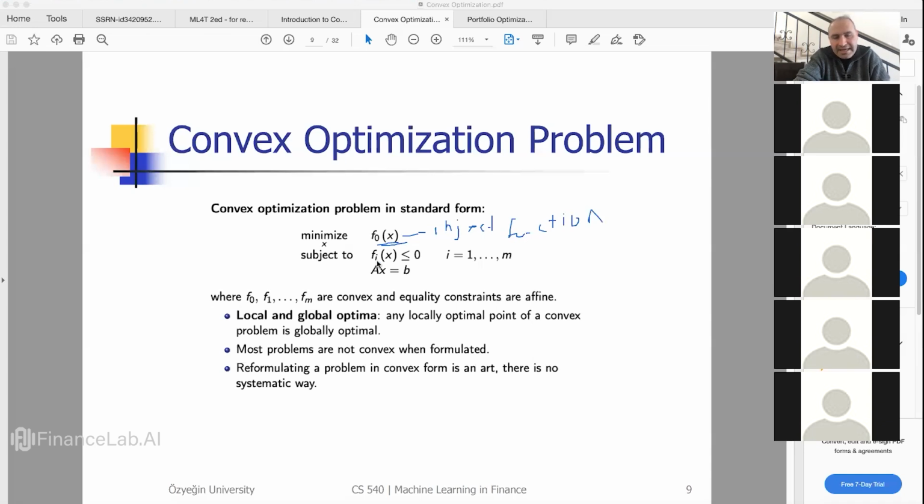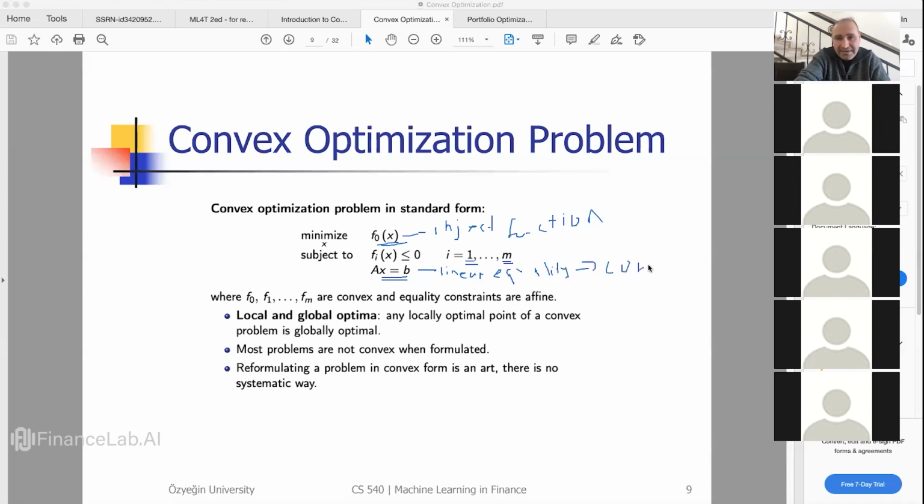And then we have inequality constraints, which are f_i(x) is smaller or equal than 0, where i is from 1 up to m. And we have these inequality constraints, and we have equality constraints. For equality constraints, they should be linear equality constraints, because all other equality constraints are non-convex. Linear equality constraints are convex.